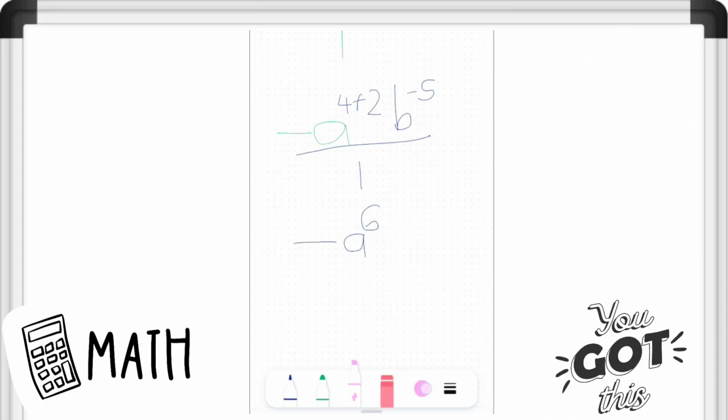So this B up here is not happy upstairs. It wants to go downstairs below because it's negative. So I'm going to rewrite it at the bottom as B to the power of 5. Now, that is your final answer.